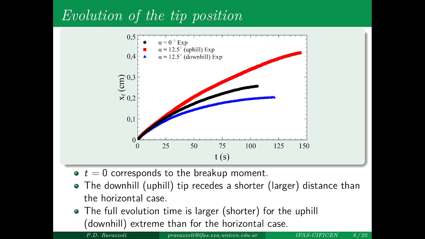For the inclined case, the downhill tip, the blue one, recedes a shorter distance than the horizontal case, and it does so with a smaller velocity. The uphill tip, the red dots, recedes a larger distance than the horizontal case, and it does so with a faster velocity. The gravity effects are not important for early times, for the first 20 seconds, but become significant for later ones.